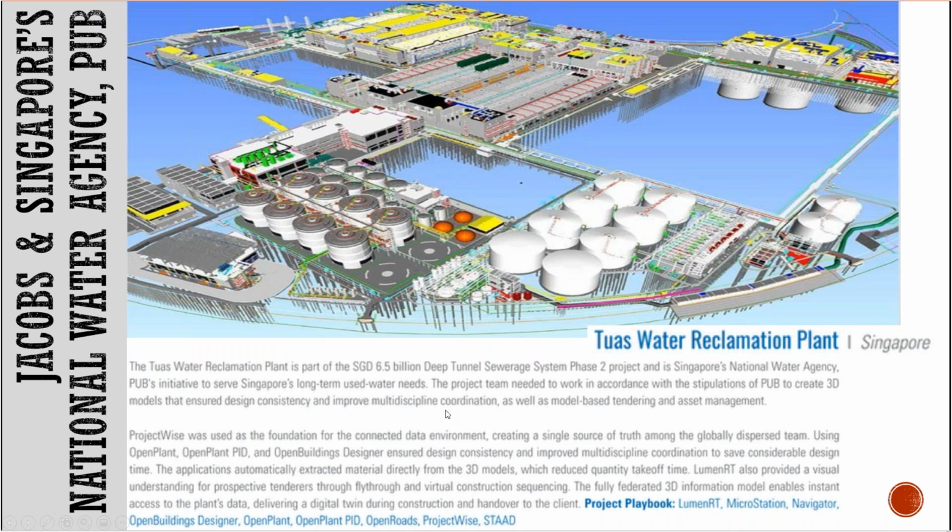The applications used were OpenPlant, P&ID, Modular, OpenBuildings, and ProjectWise, done by Jacobs as well as the Singapore National Water Agency. It's a government agency; they joined together and did this design.